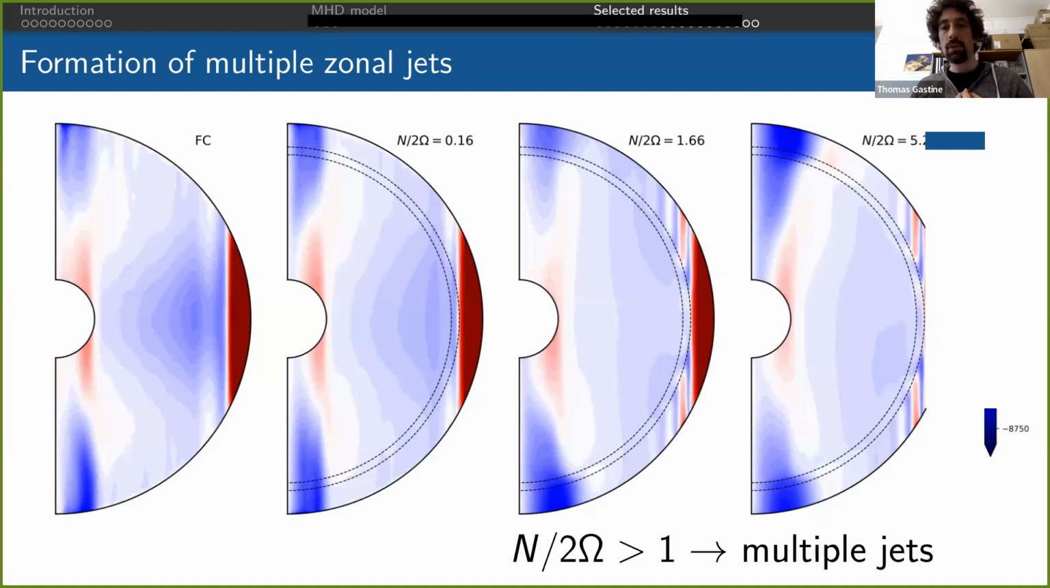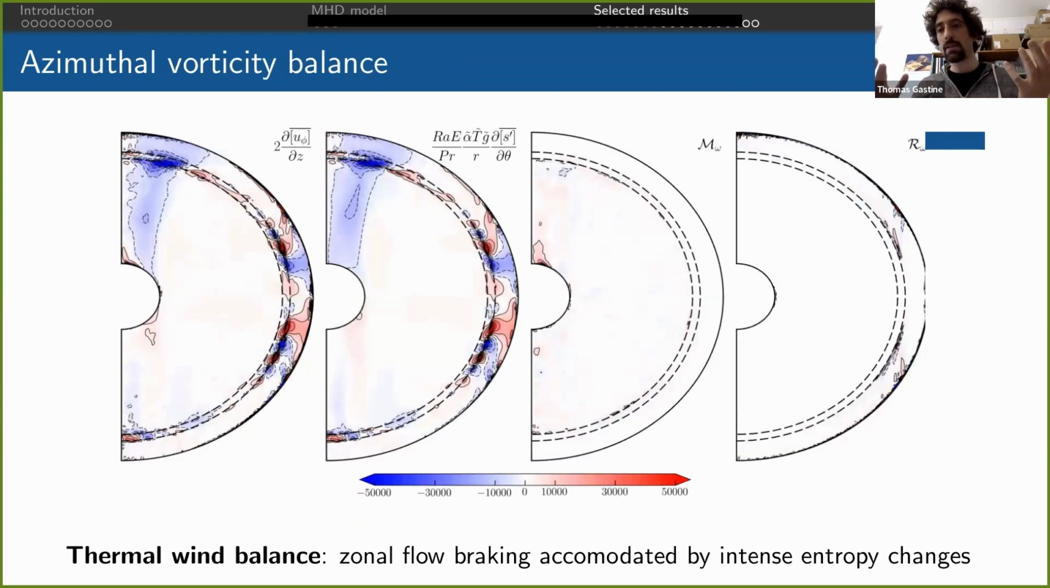So now, if you want to look at the force balance that is associated with those features and why the jets are maintained quenched at the edge of the stably stratified layer, what you basically do is consider 2 main balances. The first one being the vorticity balance, and especially the azimuthal component, or the zonal component, of the vorticity balance. And that's what's done here.